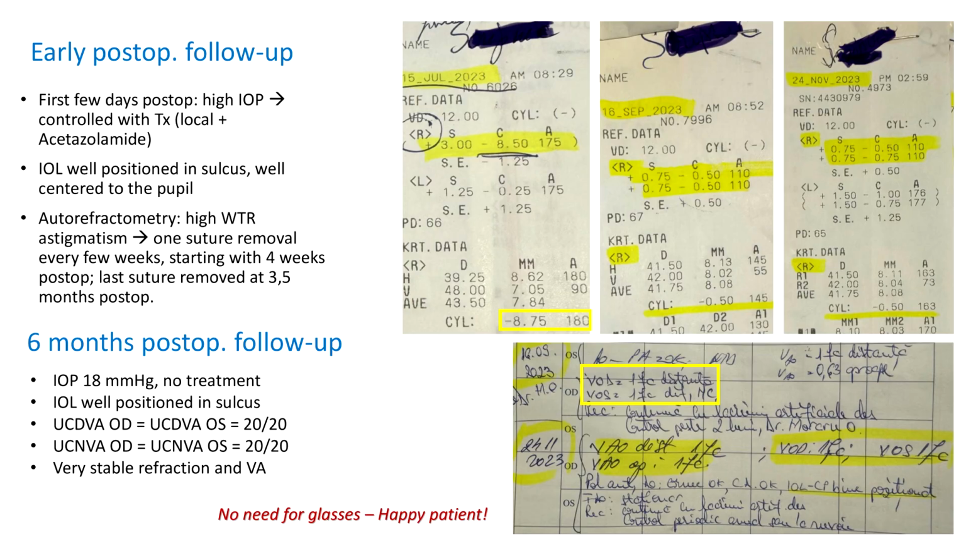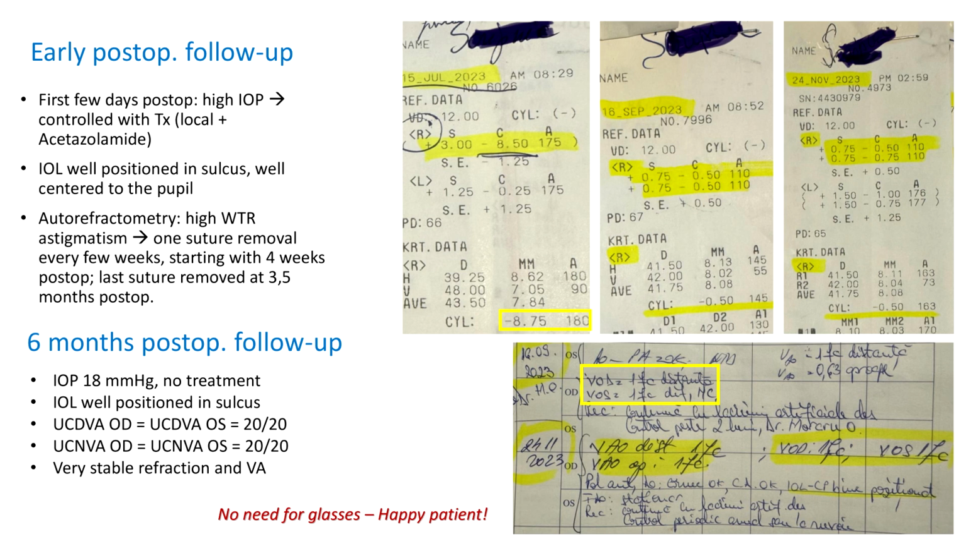And the early post-op follow-up was not that good in terms of IOP and in terms of astigmatism. Of course, my patient had 0.5 diopters of cylinder with the real astigmatism due to the sutures. But the IOL was well positioned in sulcus, well centered to the pupil, and the IOP was high, but it responded quite well to local treatment and acetazolamide for a few days. After 3 months, my patient came with a spherical equivalent of 0.5 plus. The cylinder is small, minus 0.5.